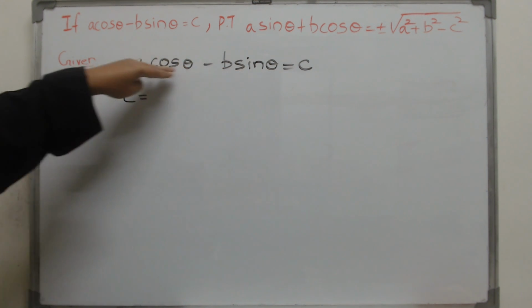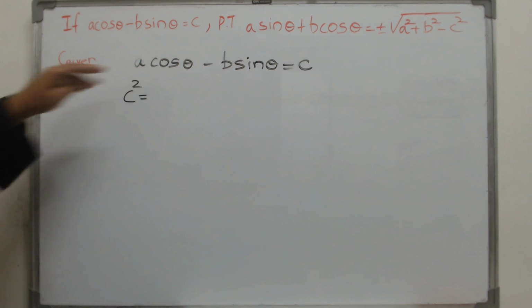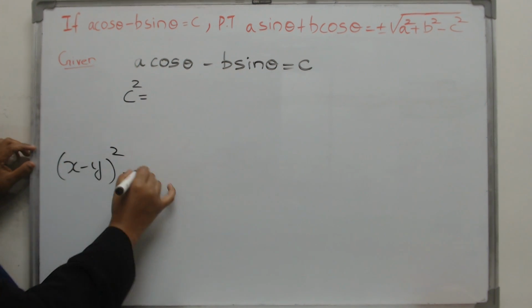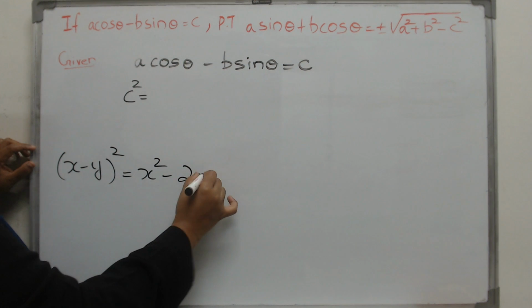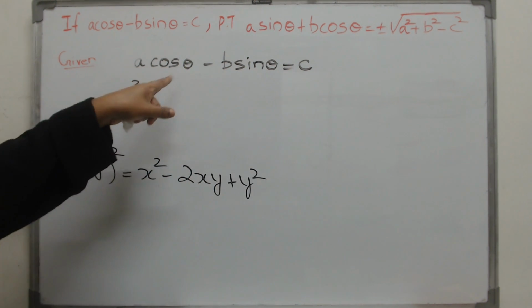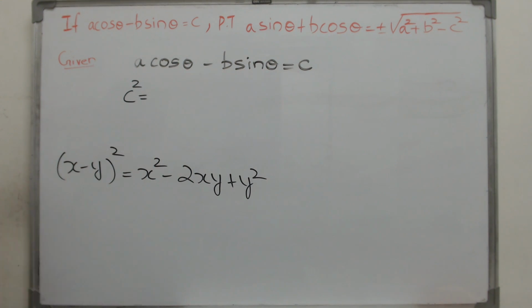Then how do you square this part? This is of the form x minus y. So when you square it, how will it look? It will look like this. It will have 3 terms. So instead of x, we will just write a cos theta and we will see how it looks.